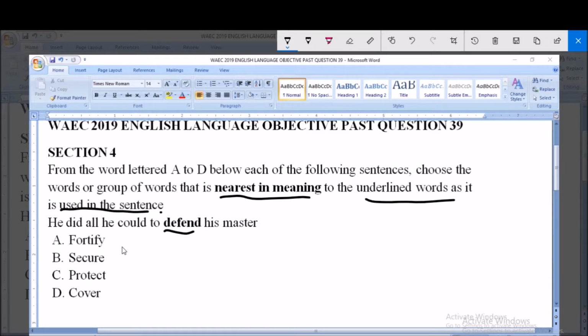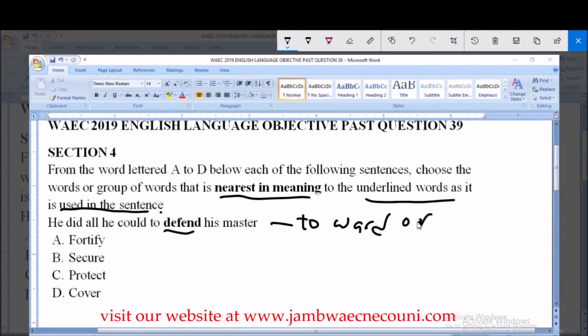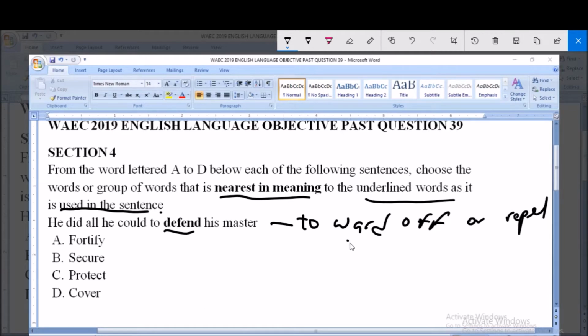So option A, fortify. B, secure. C, protect. D, cover. So defend, as used in this sentence, means to ward off or repel danger. To ward off or repel danger. So that is defend.